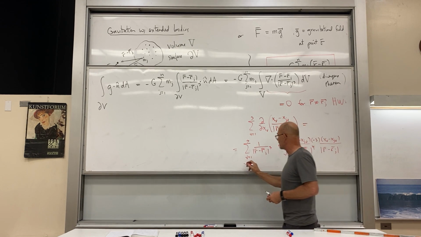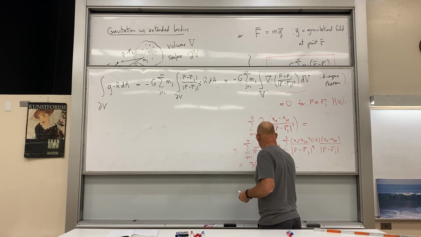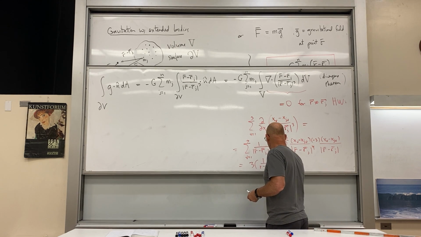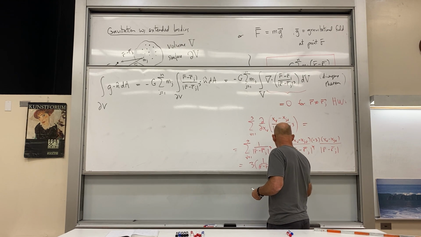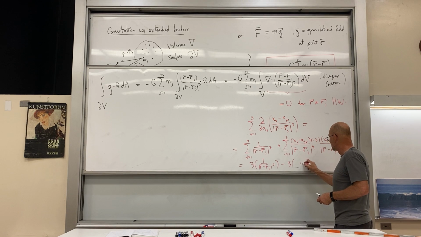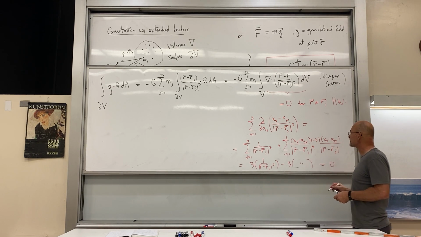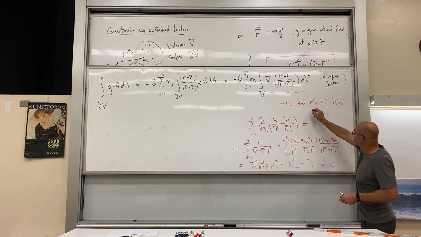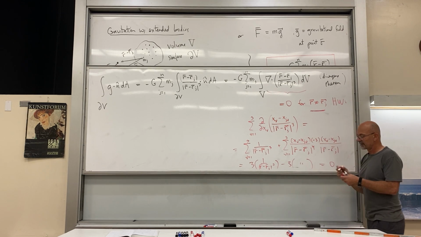Okay, so this is 3 times (r minus r_j) cubed minus 3 times the same thing equals 0, when r is not equal to r_j.